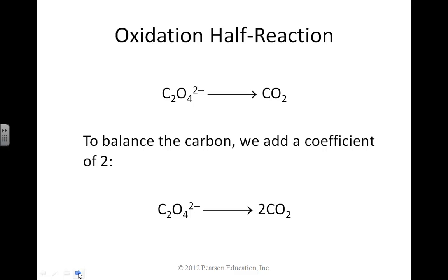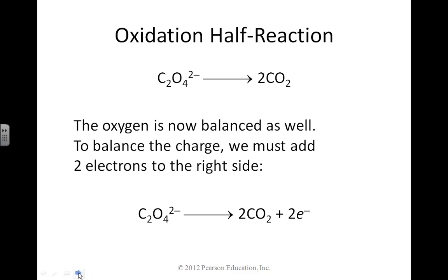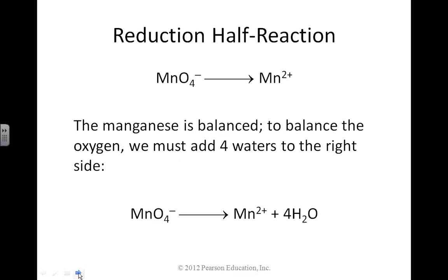So let's look at the oxidation half reaction with the carbon in it. First, we balance the carbon, so we add a coefficient of 2 in front of the carbon dioxide. Then we notice that the oxygen is balanced, but the charge is not balanced. The charge must equal on both sides, and so to do that, we're going to add 2 electrons to the right-hand side. Now we go to the other half reaction, the reduction reaction.